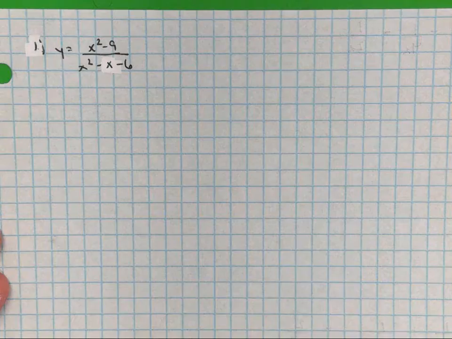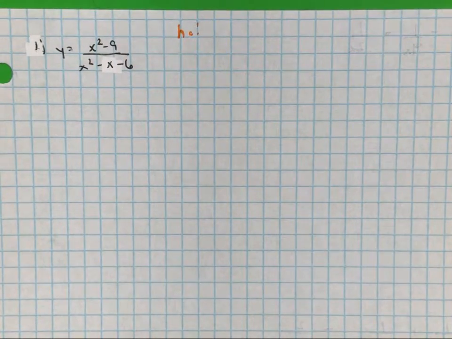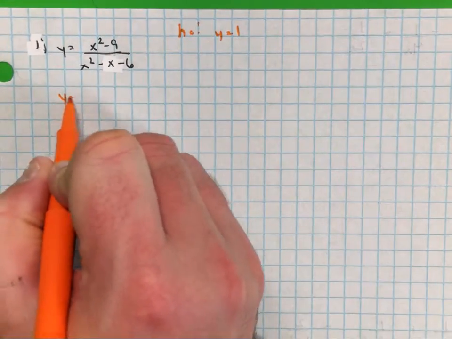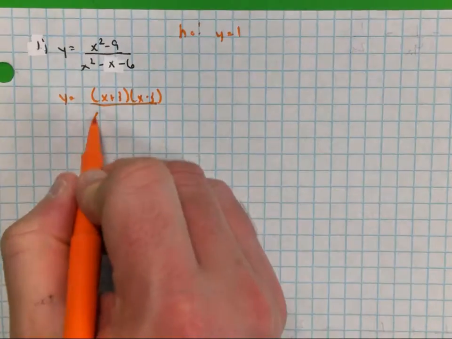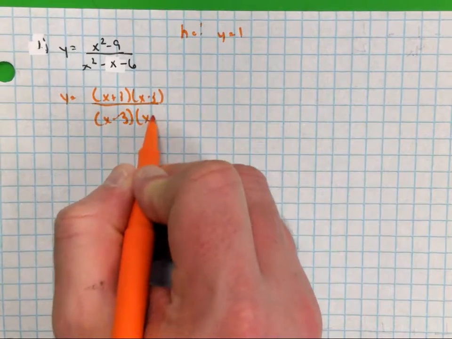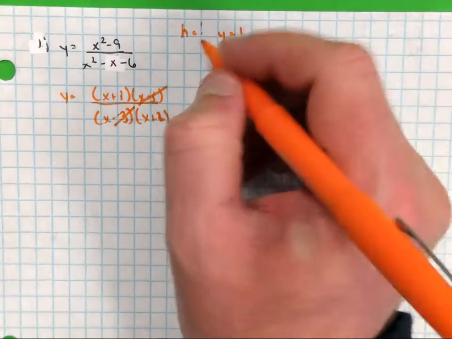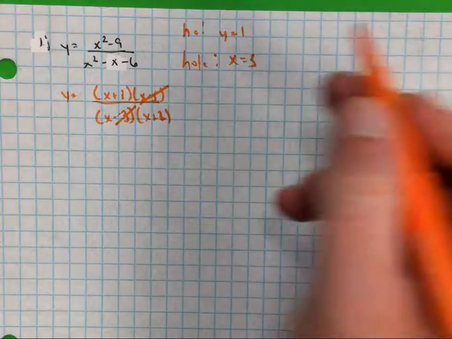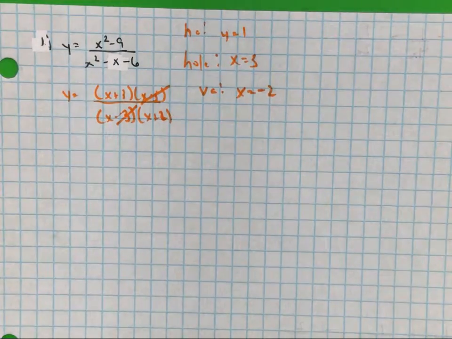Alright, first thing, what's our HA? Is it 1 or y equals 1? Got to put y equals 1, okay? Now I'm going to factor this. Y equals (x plus 3)(x minus 3) over (x minus 3)(x plus 2). Okay, I can remove this, so that's my what? So my hole, would it be 3 or x equals 3? My VA would be negative 2. Okay, I want you to graph it right now and see if it crosses the HA.